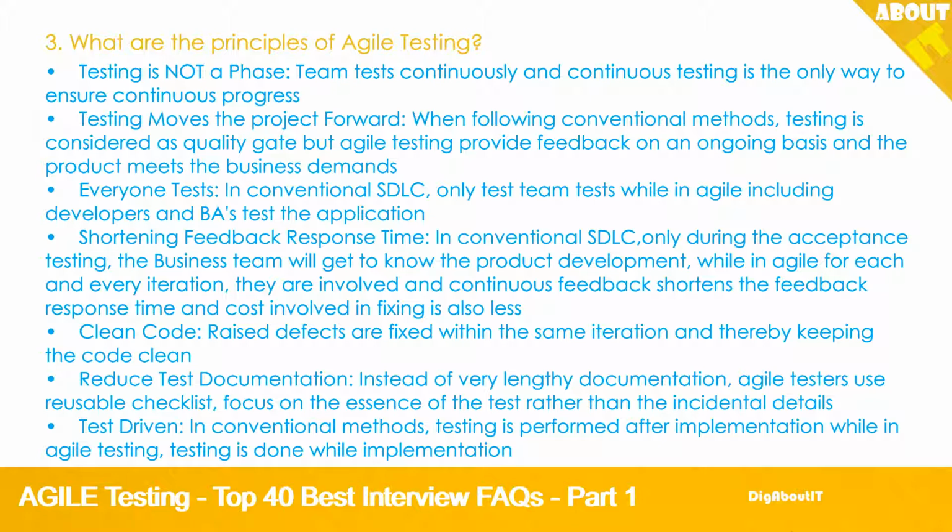Clean code. Raised defects are fixed within the same iteration and thereby keeping the code clean. Reduce test documentation. Instead of very lengthy documentation, Agile testers use reusable checklists, focus on the essence of the test rather than the incidental details. Test-driven. In conventional methods, testing is performed after implementation, while in Agile testing, testing is done during implementation.